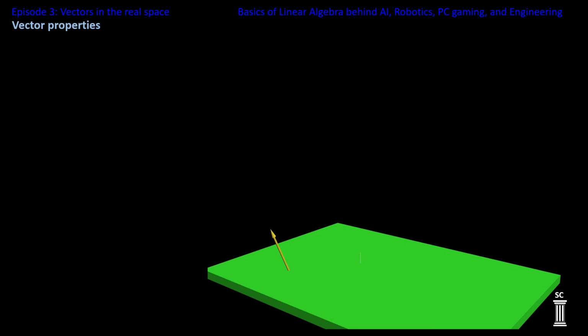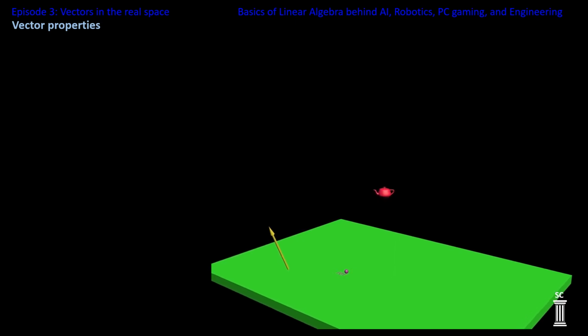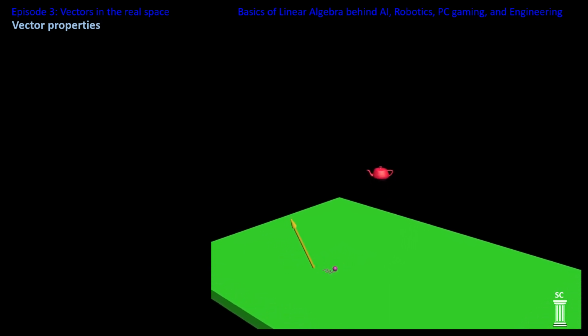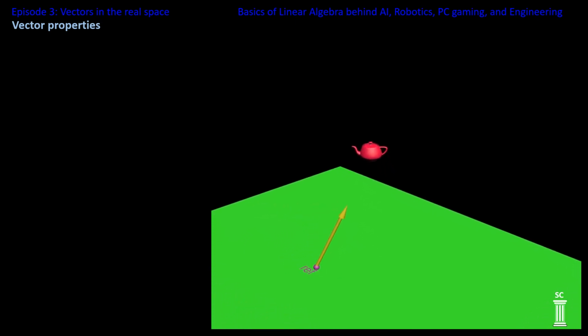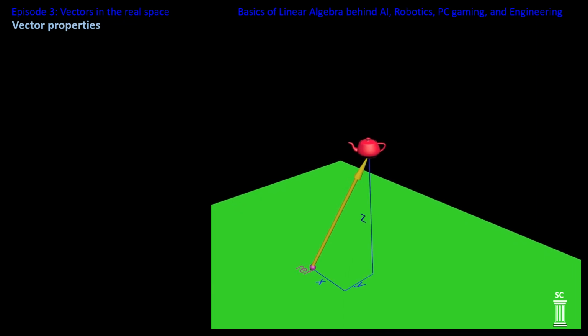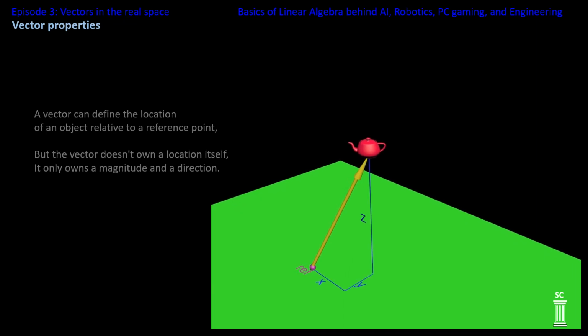So one could more or less say that a vector is a drifter, as it doesn't possess its own location. It's true that a vector can define the location of an object relative to a reference point, but that's the location of the object. A vector itself doesn't have its own location. It only has the magnitude and the direction.